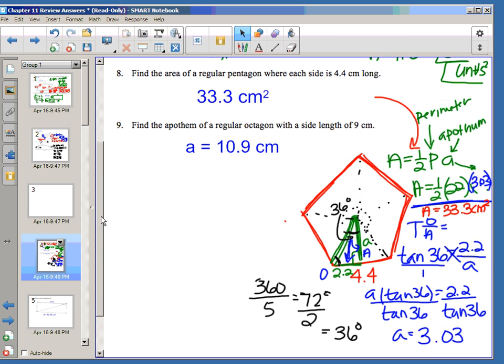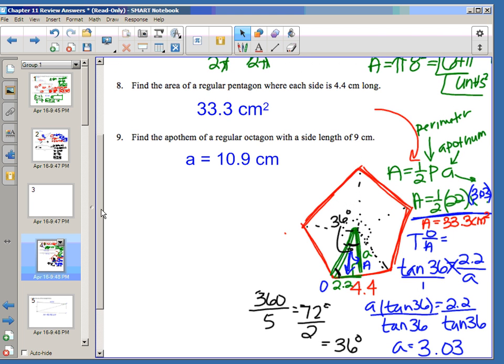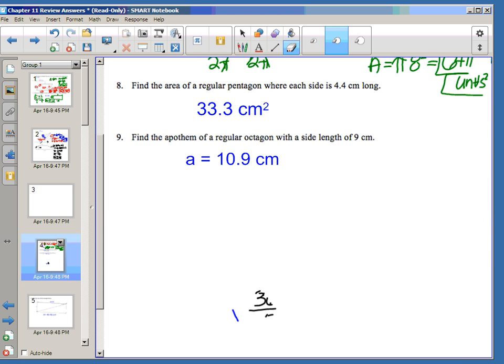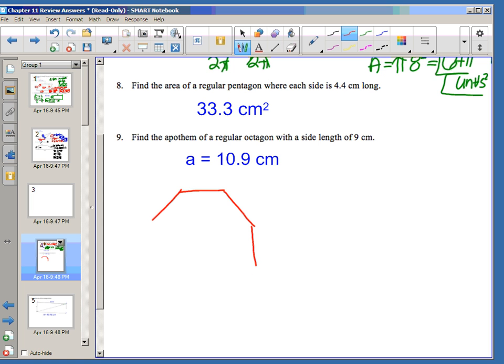Okay. All right, and number 9 is very similar. So I'm going to erase the work I've done for number 8. Number 9 is the same idea, except I don't need to find the area. I just need to find the apothem. So when you hear the word octagon, you should think stop sign. Draw your stop sign.